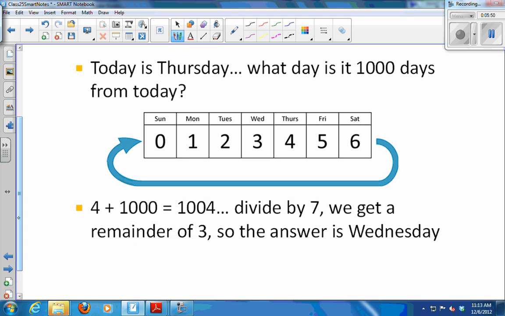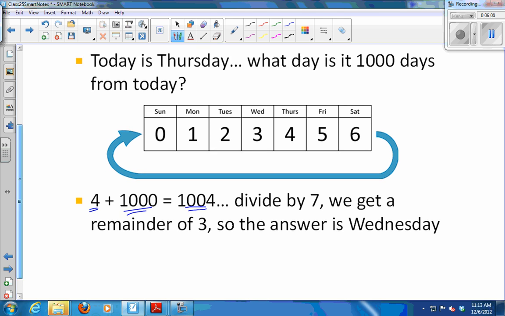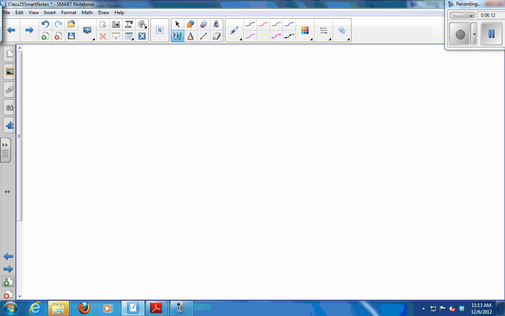So if today's Thursday, and we want to know what day it is 1,000 days from today, we say, well, today's Thursday, that's the number 4. Add 1,000 days to that, and we get day 1,004. And I have to know what day of the week 1,004 is. So you divide it by 7 and get the remainder. So I take 1,004, divide it by 7.